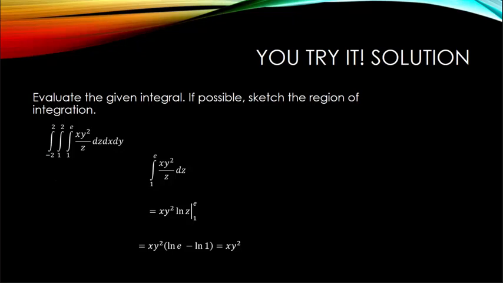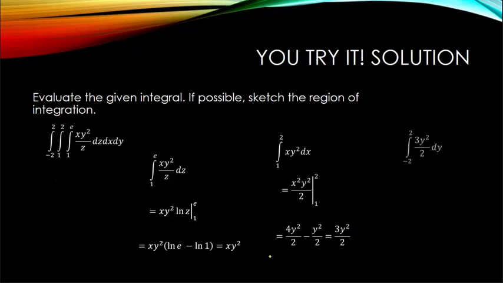I plug in those limits of integration and simplify. I get xy squared. This becomes the integrand in my middle integral, the integral from 1 to 2 of xy squared dx. This gives me x squared y squared over 2 evaluated from 1 to 2. I get 4y squared over 2 minus y squared over 2, which is equal to 3y squared over 2. This becomes the integrand in my outer integral.